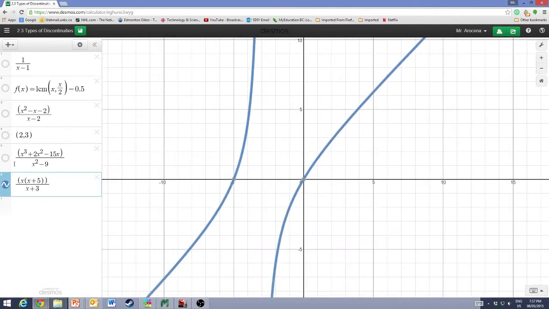So it looks very similar. They look very similar to each other. But at x equals 3, it is now defined. So we've removed the discontinuity by plotting a slightly different function, which is somewhat related to the original function.